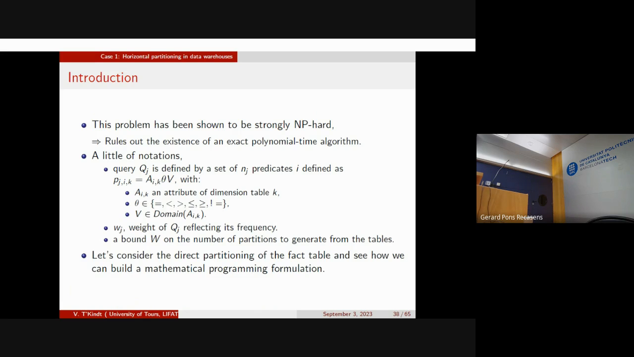So what we do is consider direct partitioning of the fact table and see how we can build a mathematical programming formulation of it. This is what we mainly did.